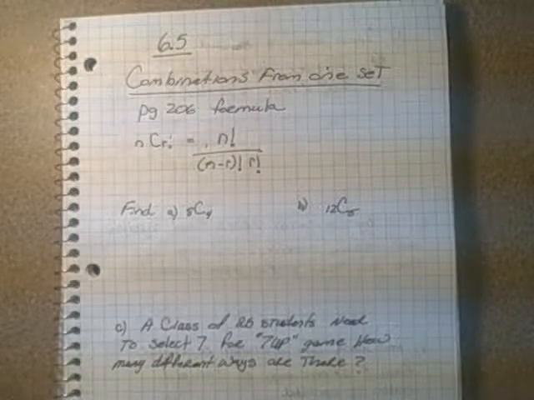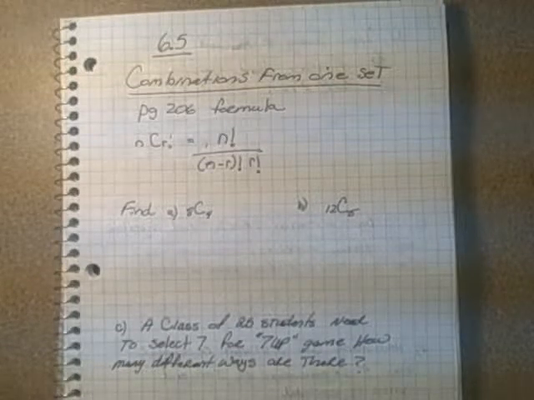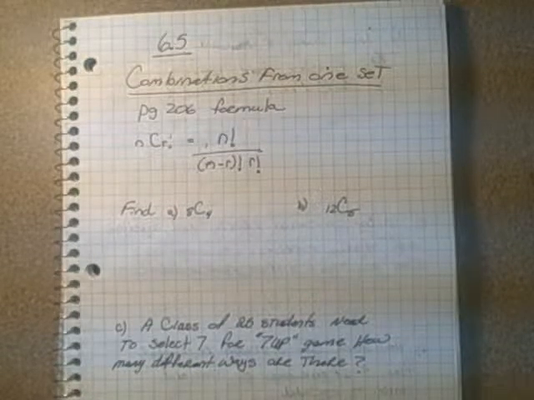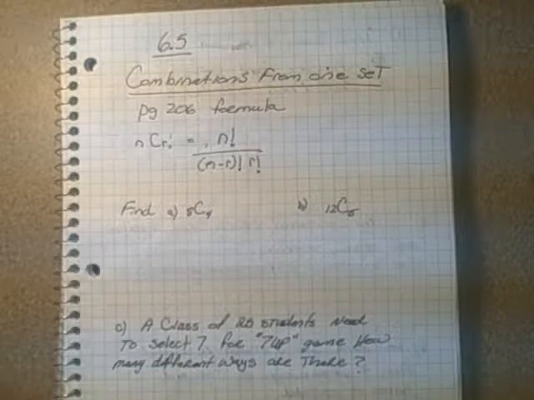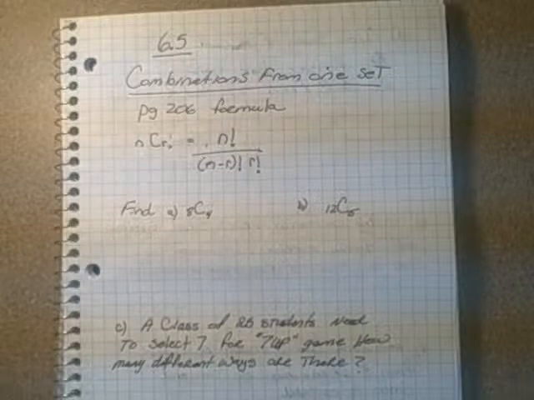Okay, in this section, 6.5, it looks at combinations from a set. This is 6.5 in our Math 830. The formula for combinations is given to us on page 206. A combination is selecting objects from a set of other objects without worrying about what order you pick them in.